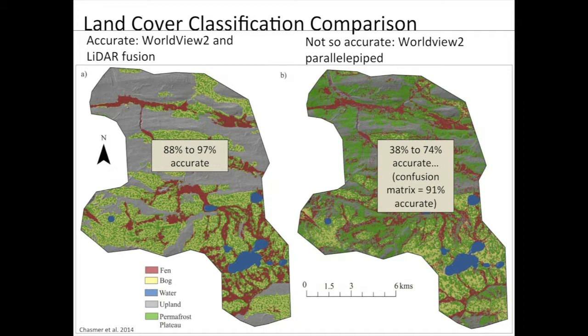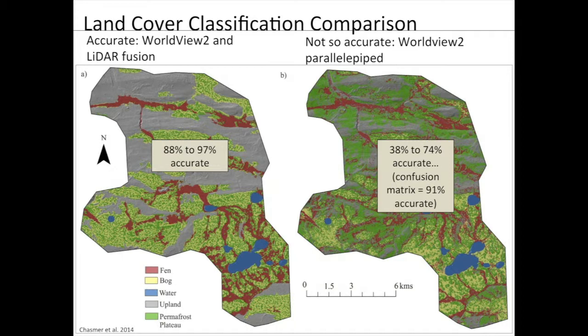The Worldview classification only had about a 38 to 74% accuracy, and of course we know that as we increase the spatial resolution, we don't necessarily get such accurate classifications either, because you've got a lot of speckle, which we went through and removed, but anyway, it's still problematic. But the interesting thing is our confusion matrix said it was 91% accurate.